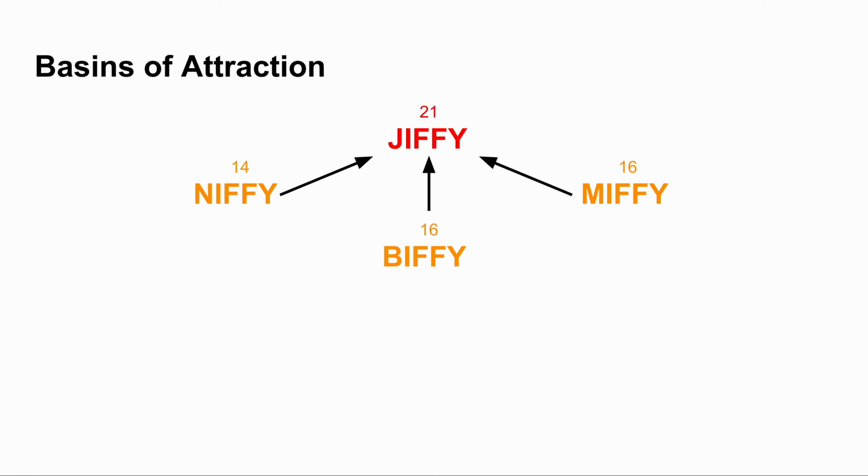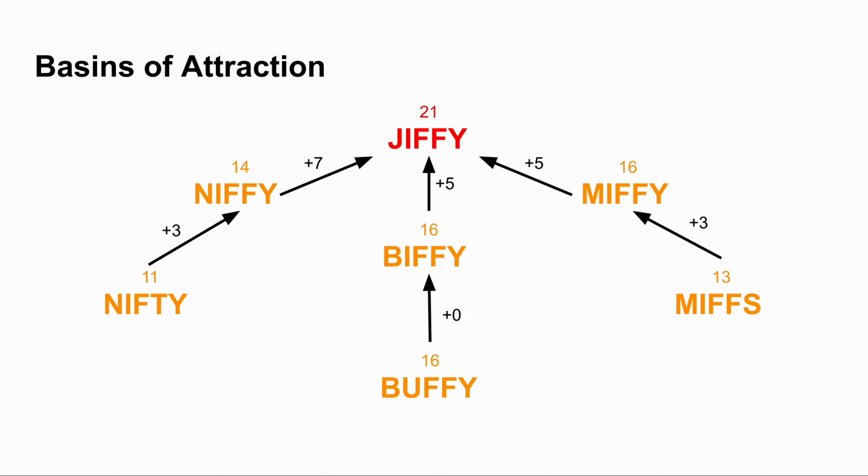Looking at a previous example, we see that Niffy, Biffy, and Miffy each have an upward path to Jiffy, so they are in Jiffy's weak basin of attraction. If we go 1 level out, we can see that Nifty, Buffy, and Miffs also have an upward path to Jiffy, so they are also in Jiffy's weak basin of attraction.